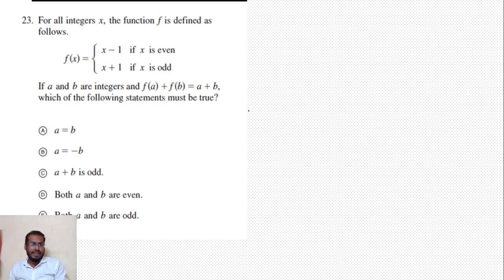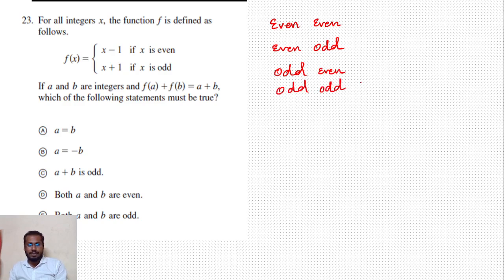What are all the possible ways for even and odd? Either I need to take both even, or one even number and one odd number, or one odd number and one even number, or both are odd numbers. So these are all the possibilities we have for this kind of question. So let's take f of x and substitute the values of f of a and f of b. Correct? Okay.